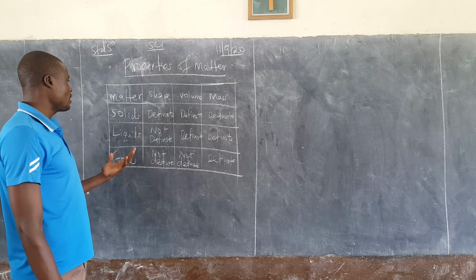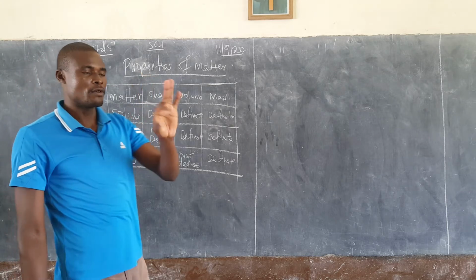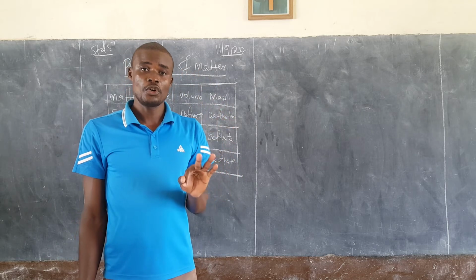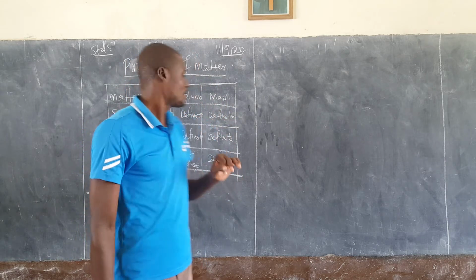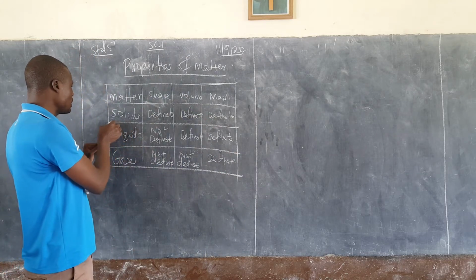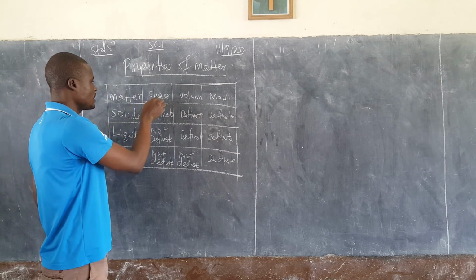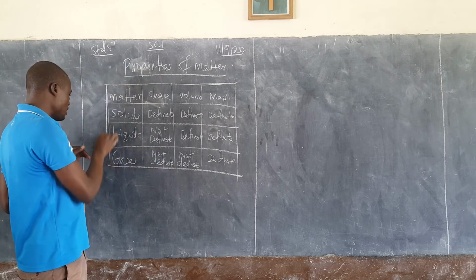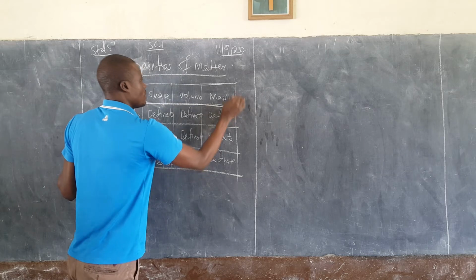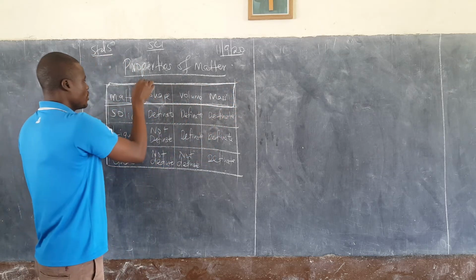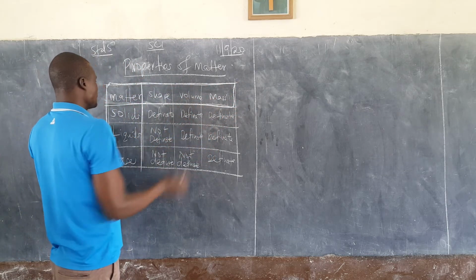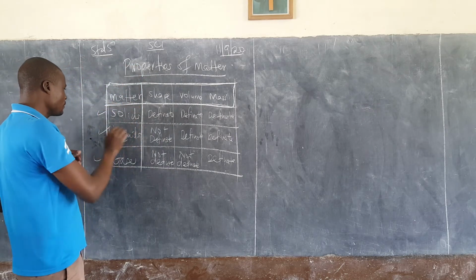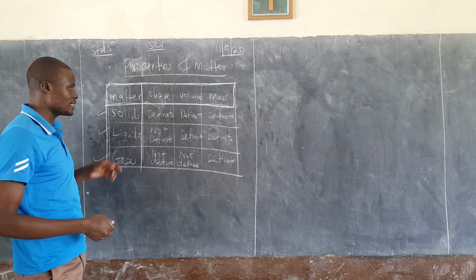We say that we have three types of matter. We have solids, liquids, and gases. And as you can see here, we mentioned that solids have a definite shape. So I've just made this particular table in a simple way. We have shape, volume, and mass. On this side, we have the different types of matter. We have solids, liquids, and gases.